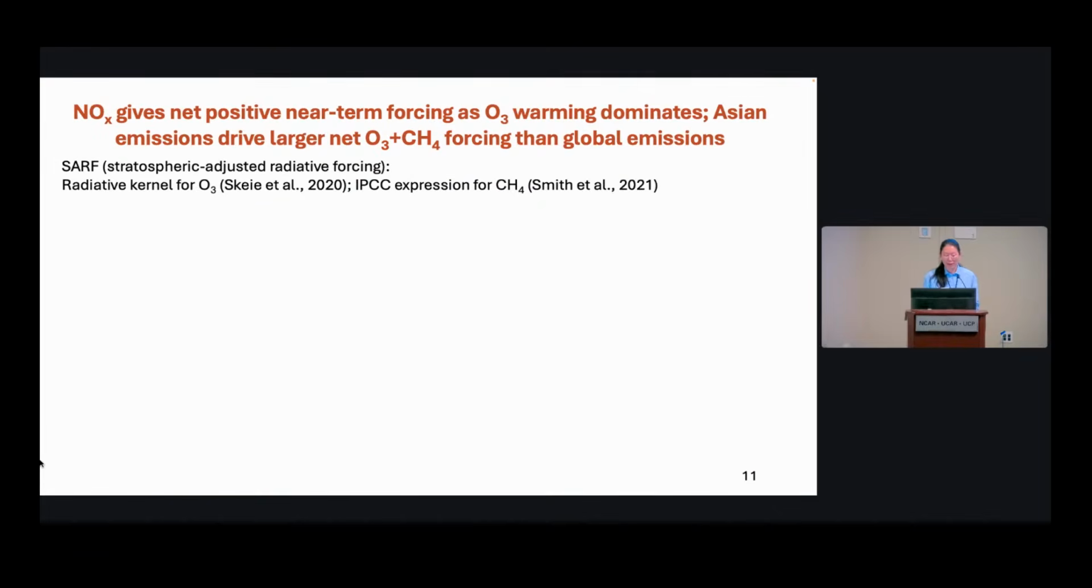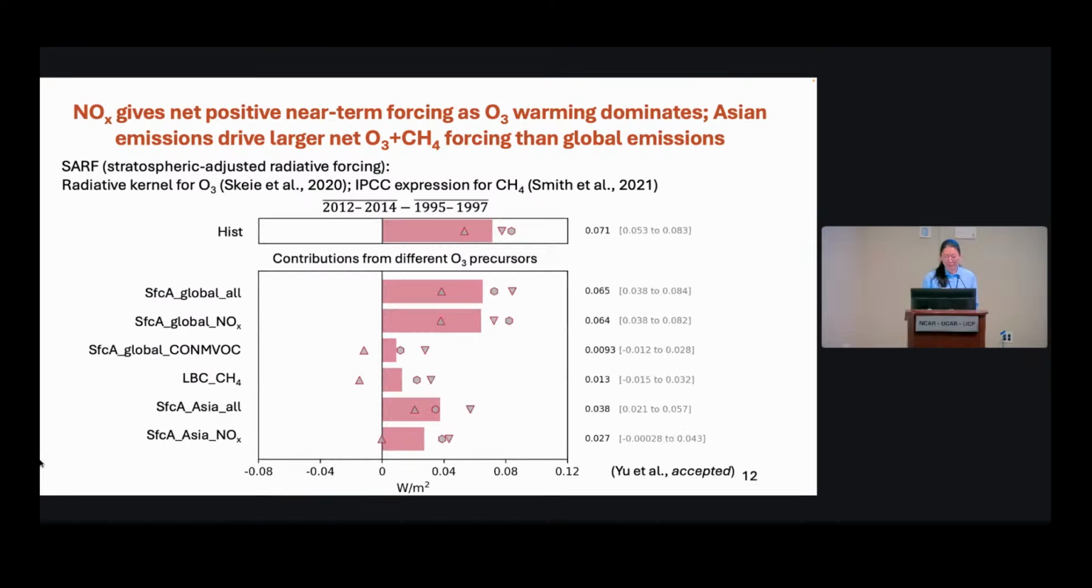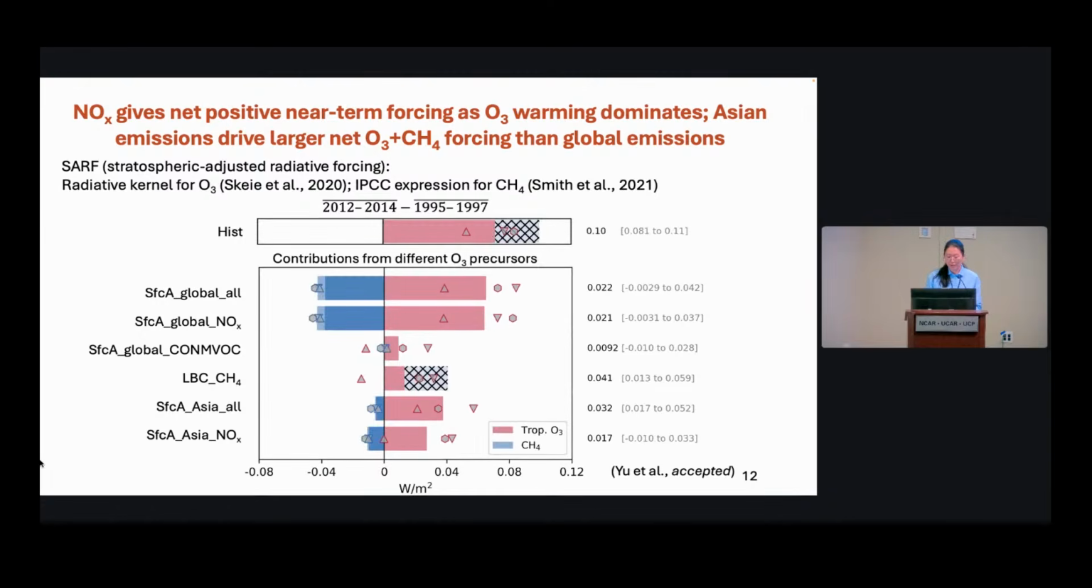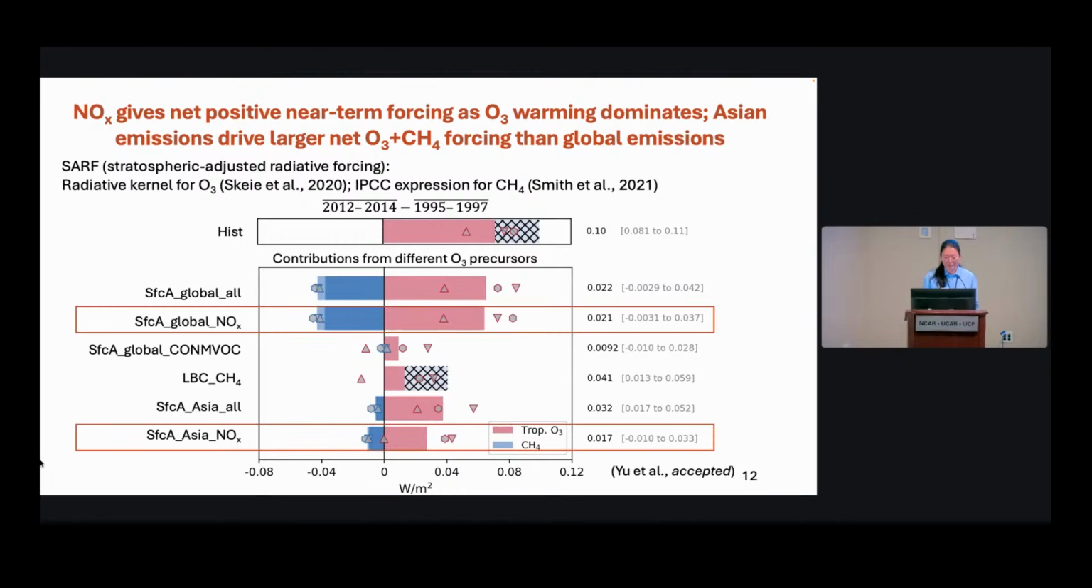Then we quantify the radiative forcing using the radiative kernel for ozone, and also use the efficacy-pressure for methane. I put the ozone radiative forcing here, which is similar to the ozone burden contribution plot. And then the methane part is shown in blue. The basic takeaway is that the NOx emissions actually matter more for ozone warming than the methane decrease that led to the cooling.